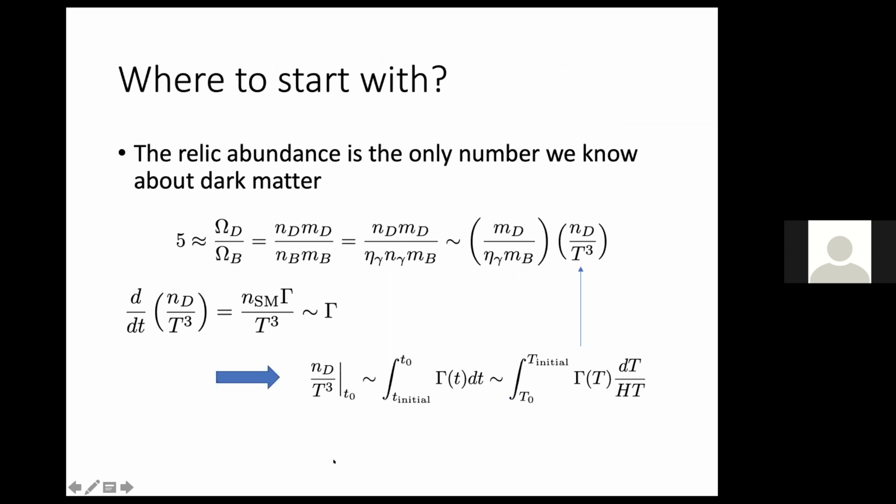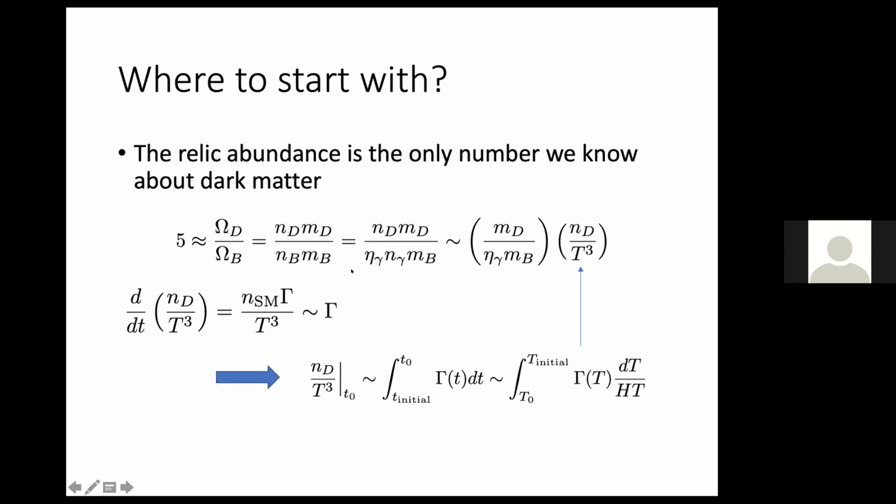Before solving the Boltzmann equation, we need to use almost the only fact we know about dark matter, which is the relic abundance. That is the number 5, right? So the 5 is the ratio between the dark matter energy density to the baryon energy density. And it can be rewritten in this form, and this n_B is the baryon number density, and m_B is the baryon mass. So today the baryon mass is about 1 GeV, mostly proton and neutron.